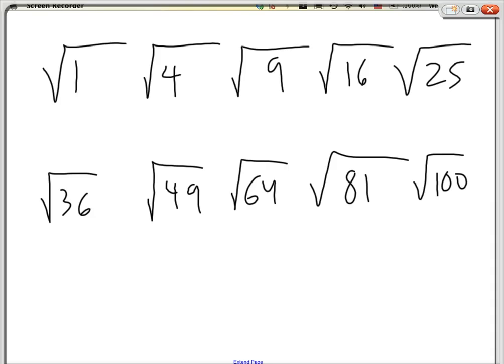Because a perfect square is formed by taking a whole number times itself. 1 times 1 is 1. 2 times 2 is 4. 3 times 3 is 9. 4 times 4 is 16. 5 times 5 is 25.